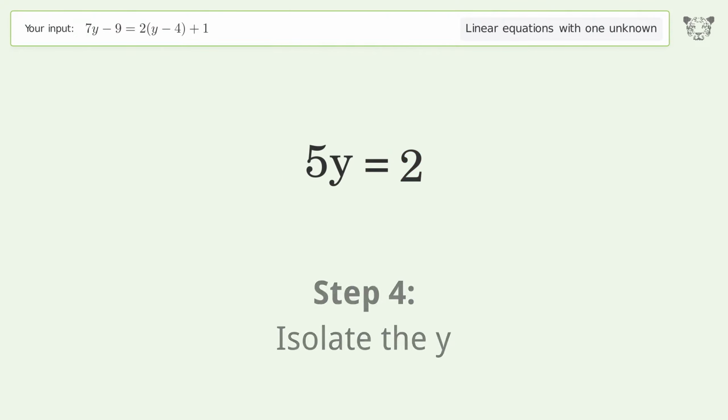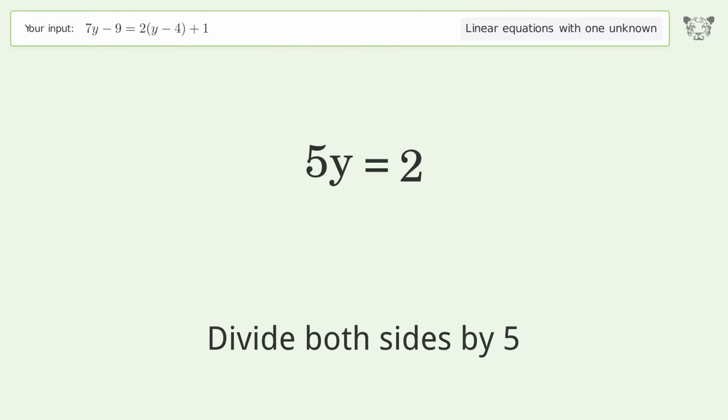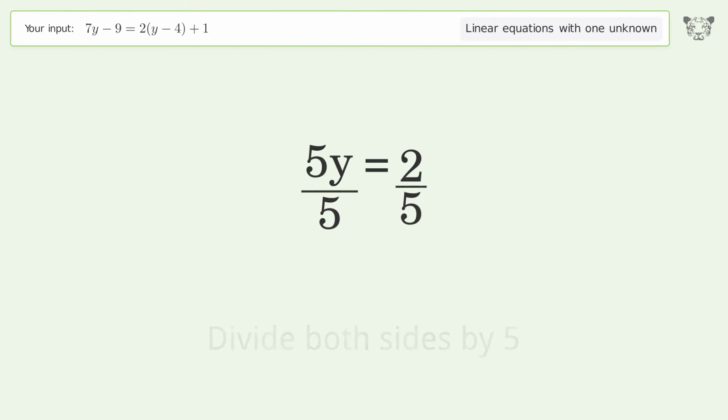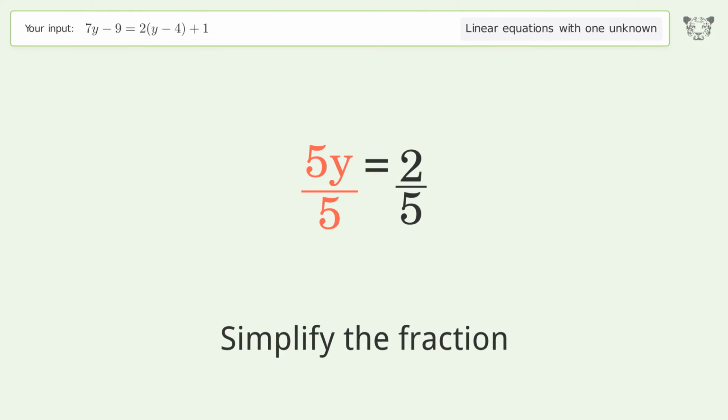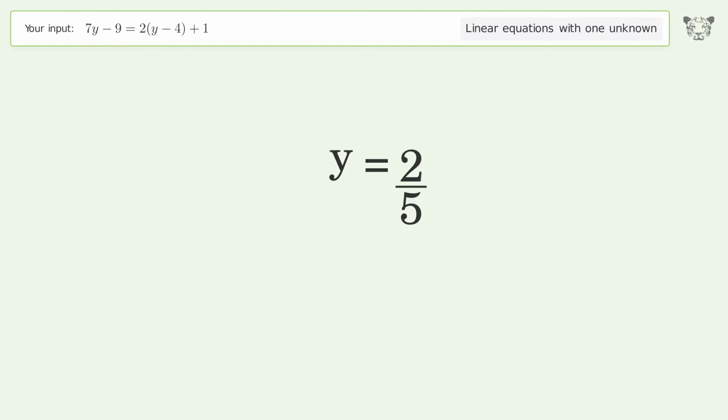Isolate the y. Divide both sides by 5. Simplify the fraction. And so the final result is y equals 2/5.